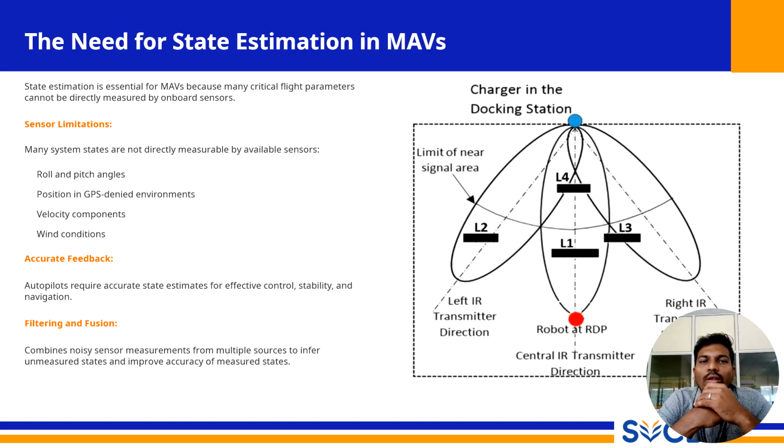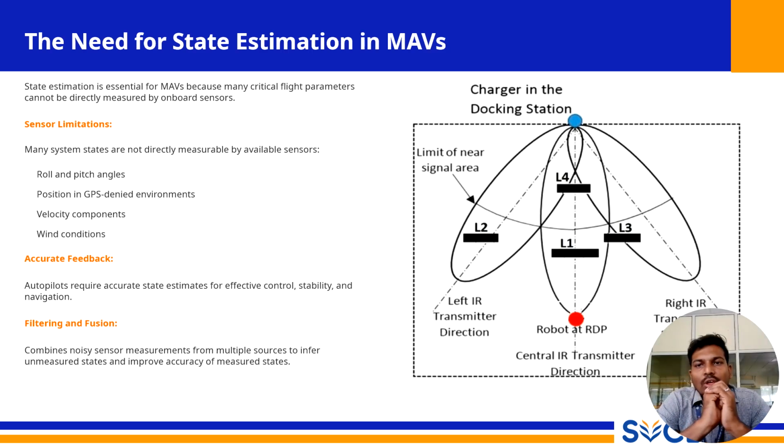Similarly, there is no direct way to measure position in a GPS-denied environment. We often need to estimate key velocity components and environmental factors like wind conditions, as there is no simple lightweight sensor that can measure the wind velocity directly. The reason we must go to the trouble of estimating these unmeasured states is that the autopilot requires accurate state estimates for effective control, stability, and navigation.